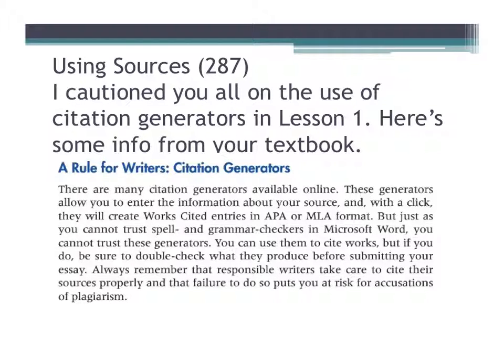Back in the beginning of the semester, I cautioned you all about using citation generators, and here's just some information from your book. There are many citation generators available online, and they seem really easy to use. You just click and there's your format. But sometimes these citation generators make mistakes. You can use them, but what you need to do is then double check what they give you before submitting. So make sure you check, if you're cutting and pasting a citation into your paper, check it against the examples in Chapter 7 of our book to see that they're correct. I've also provided links to other places where you can check MLA citations.